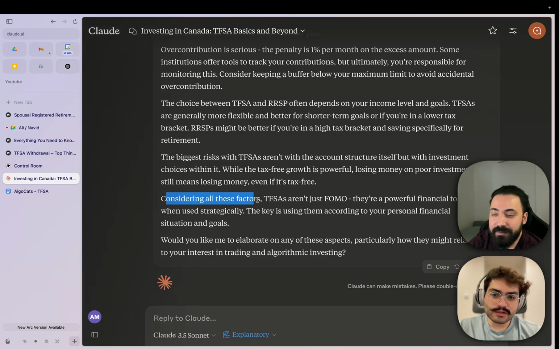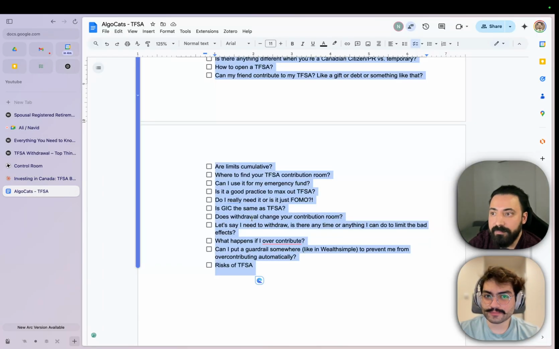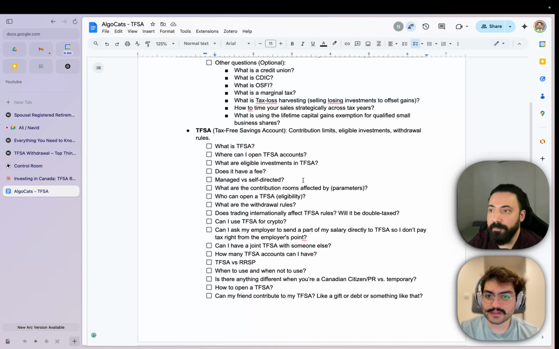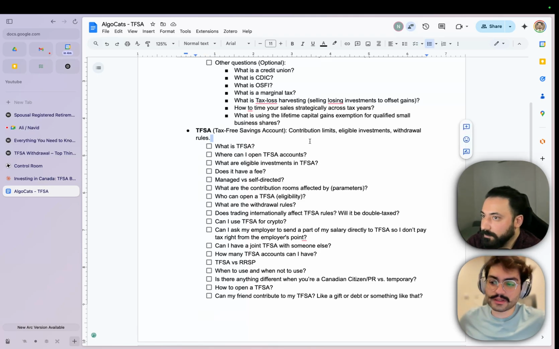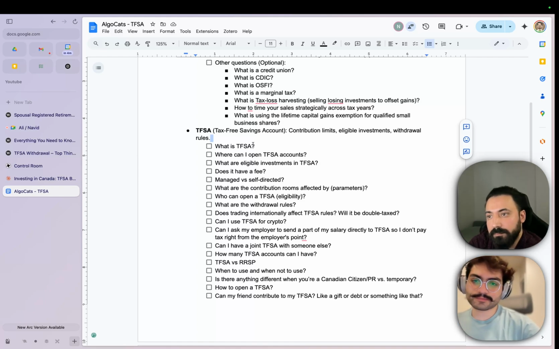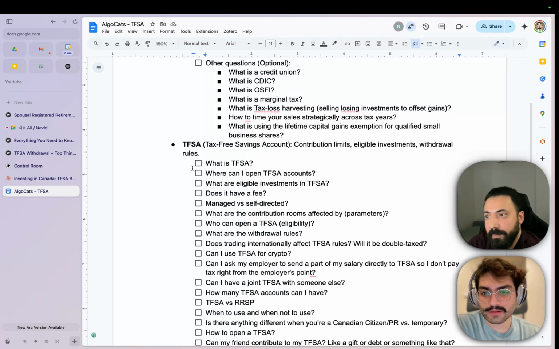Okay. Considering these factors, it's not just about fear of missing out, but it depends on what you want to do. So let's go back to our questions. Let's see if we have all of them answered, or do we need to double check anything? So what is TFSA? I think we got the answer to this, right? Correct. Where can I open TFSA? I think we got the answer.